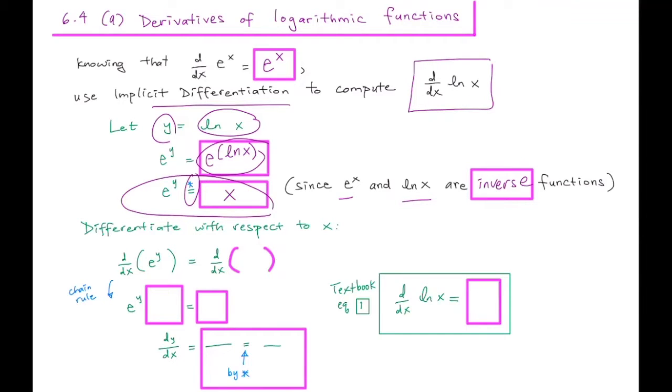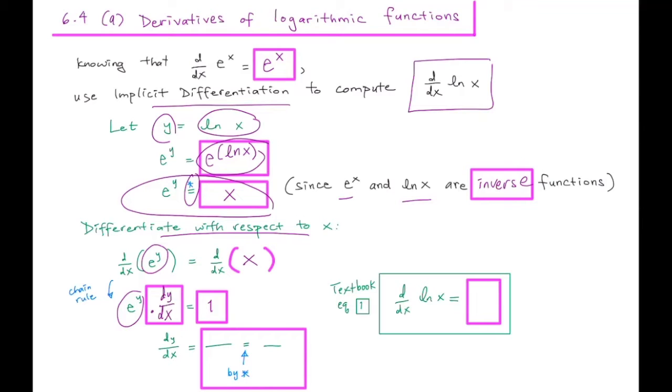Now I will differentiate with respect to x. So I have d dx of the left-hand side and d dx of x. d dx of x is 1. And on the left-hand side, this is an important step. So the derivative of e to the y with respect to y is just e to the y. But because of chain rule, I have to multiply this with dy dx.